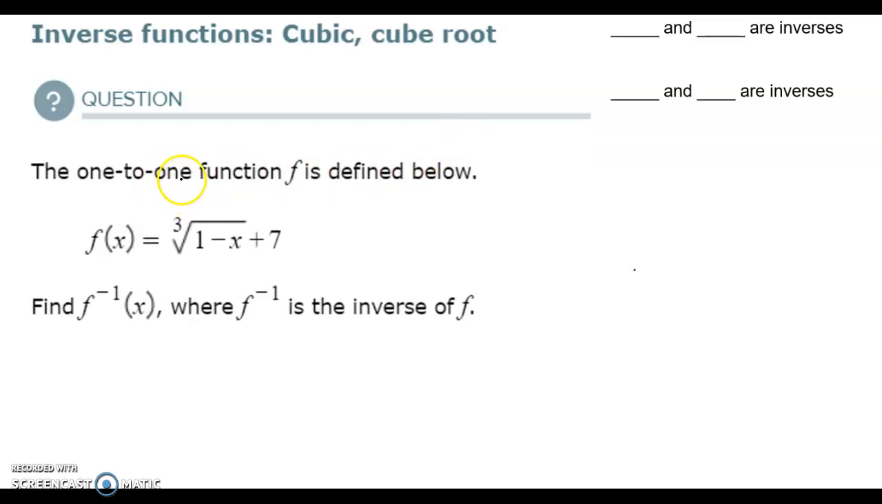On the last slide, we talked about what a one-to-one function is. It means each input has one output and each output has one input. So it's asking us to find the inverse of f. So I'm going to start with my original f function, the cube root, and when I see the f of x, I'm going to put a y.